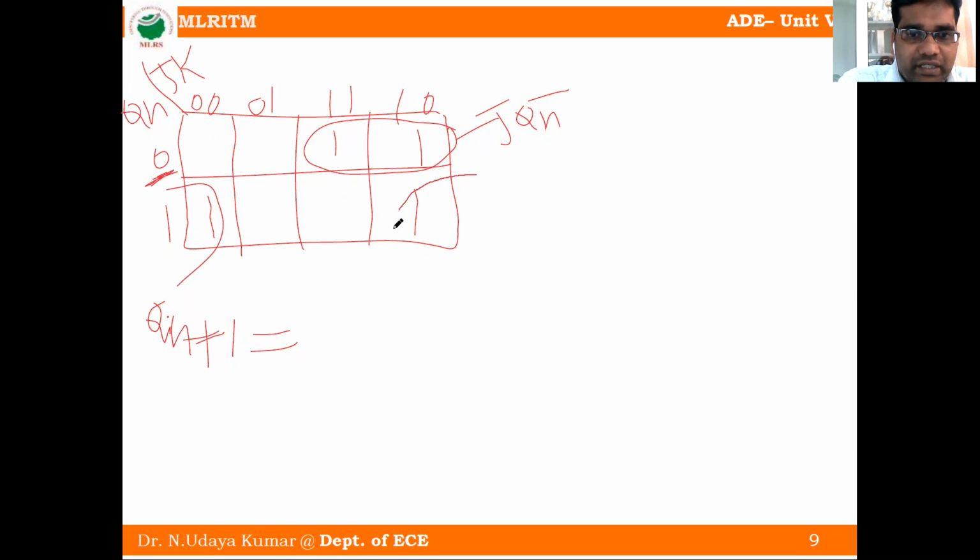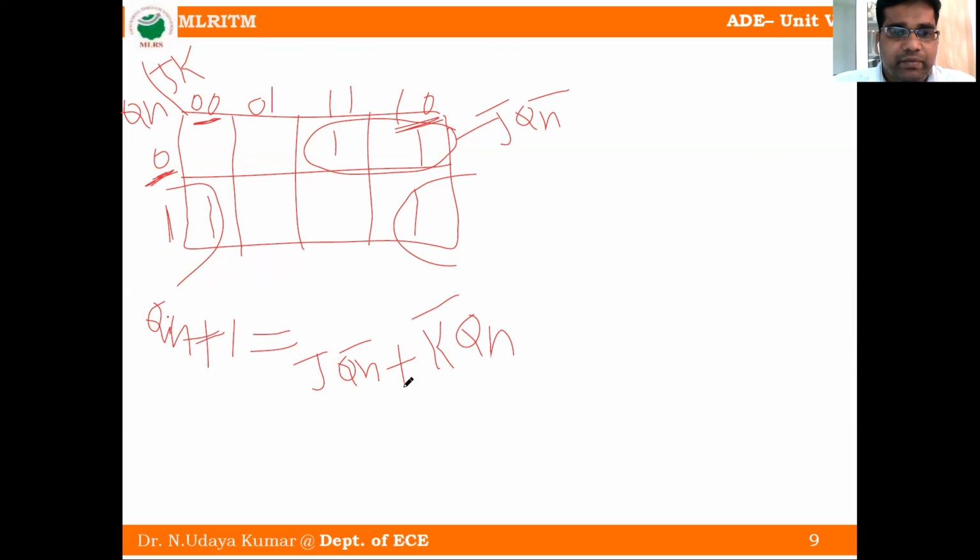Next, adjacent mapping here. So this one like this one like this. We can map like this, adjacent mapping. Then we can find, what is the common term here? This row is 1. 1 means Qn. Then what is the common term here? 0 0. Here 1 0. Common term is 0. That means K bar. So finally Qn plus 1 is equal to J Qn bar plus K bar Qn.